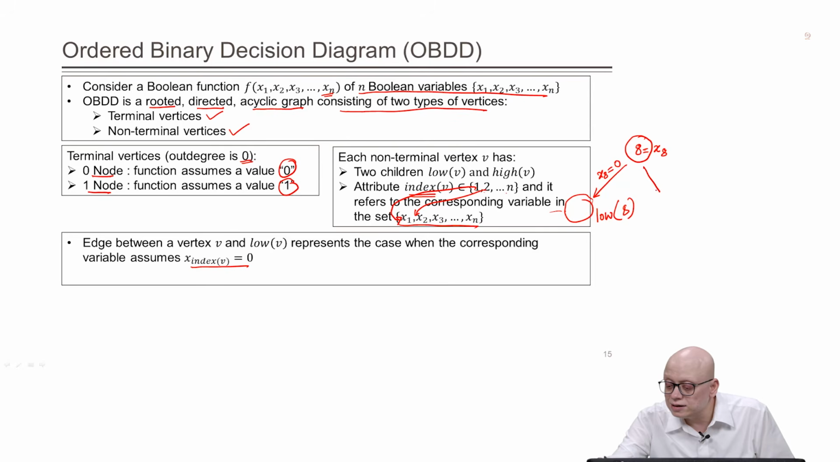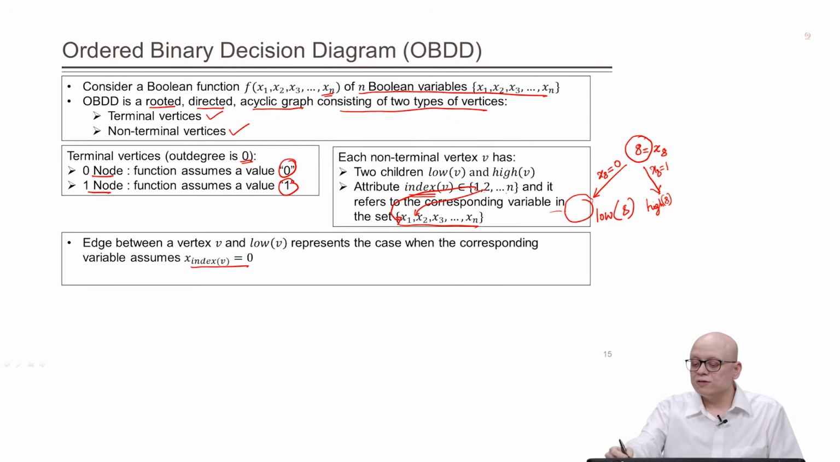Similarly, there will be another outgoing edge from this, where x8 will take a value 1 and it will correspond to high of 8, meaning that the sub function which will be represented by low 8 corresponds to the sub function when x8 takes a value of 0. Similarly, high 8 is a sub function which represents the sub function obtained when x8 takes a value of 1.